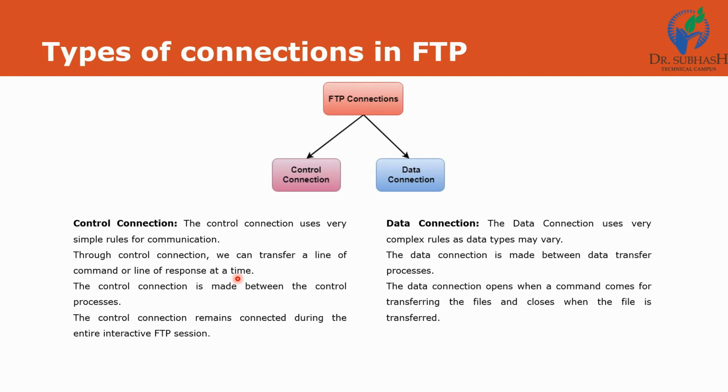Thoroughly, the transmission process occurs. As and when the transmission process is finished, the connection is lost. The control connection remains connected during the entire interactive FTP session, as I said. And another connection is the data connection. The data connection uses a very complex rule, and it makes the connectivity between two nodes to transfer the data. The data connection opens when a command comes for transferring the file and closes when the file is transferred.